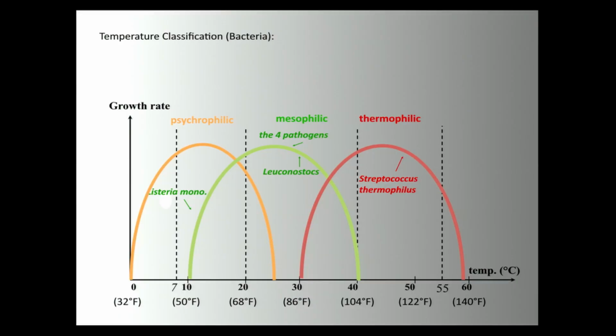Quickly, there's 3 different types of classification. You've got cold-loving bacteria. Generally, cold-loving bacteria, not good for a cheesemaker. But you know what we do?